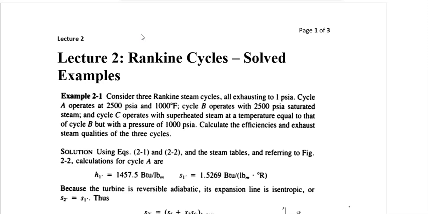Consider three Rankine cycles, all exhausting to 1 psi. Cycle A operates at 2500 psi and 1000 degrees Fahrenheit. Cycle B operates at 2500 psi saturated steam, and cycle C operates with superheated steam at a temperature equal to that of cycle B but with a pressure of 1000 psi. Calculate the efficiency and exhaust steam quality of the three cycles.